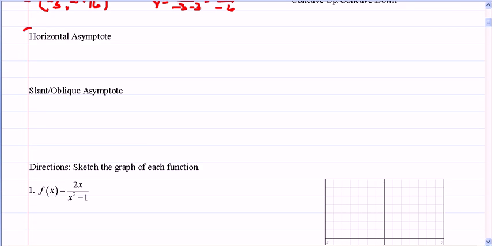Next you want to find horizontal asymptote and slant, also called oblique asymptotes. And when you're looking for horizontal asymptote, you want to look for the degree of the numerator compared to the degree of the denominator. It can either be greater than, less than, or equal to.